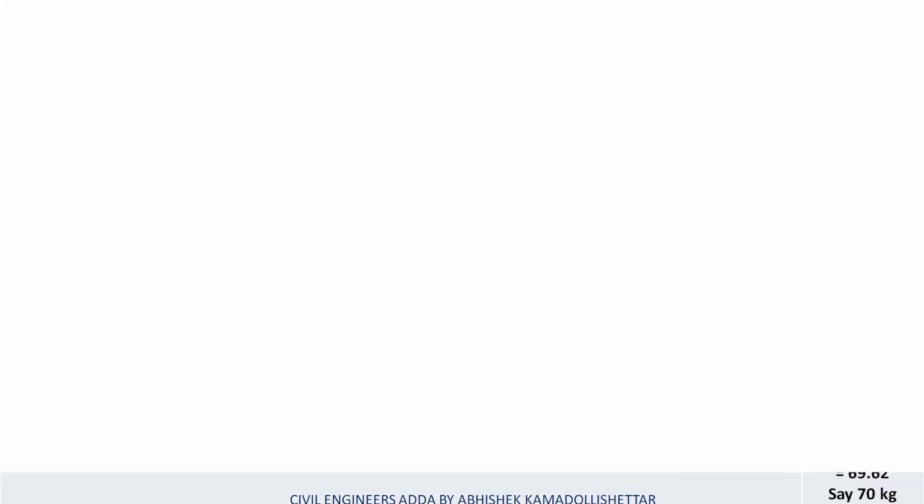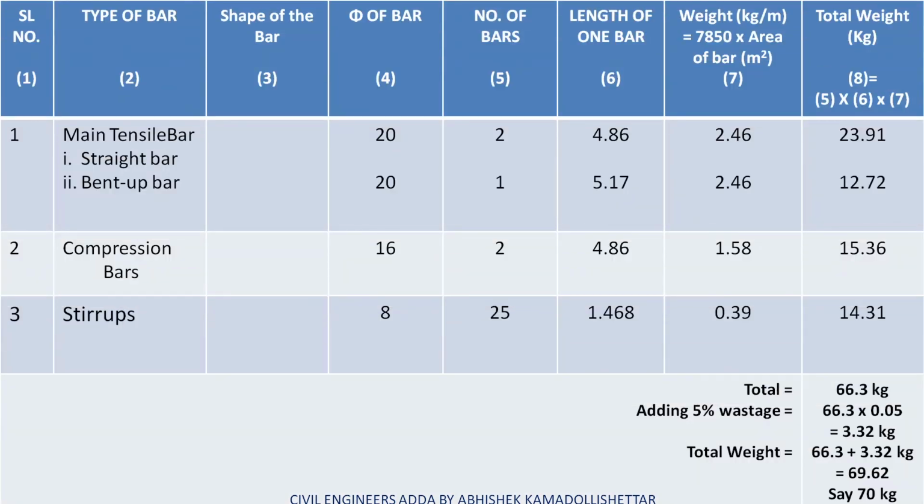So next we will go for the tabulation. We will tabulate the results of whatever we have found out in the bar bending schedule calculations. Now the type of bar, since this is a doubly reinforced beam here, for a tensile bar he has given two types, one straight bar and another one is bent up bar. So shape of the bar I will just indicate here, straight bar, bent up bar.